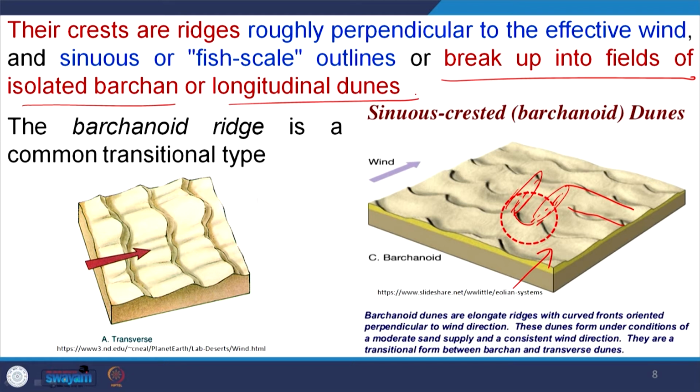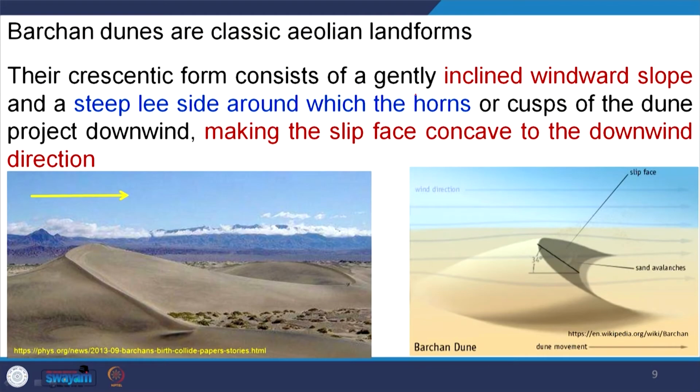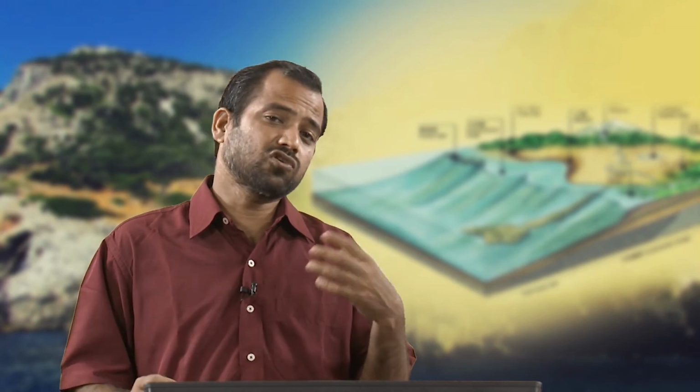The barkanoid ridge is a common transitional type between the transverse dune and the barkan. Barkan dunes are another type of transverse dune, and the most prominent and most popular one also. Barkan dunes are classic Aeolian landforms. Whenever we think about the Aeolian system and its dune formation, a picture always comes to our mind that dunes would be like this. In that case the barkan comes to mind. So, this is the most popular type of dune.